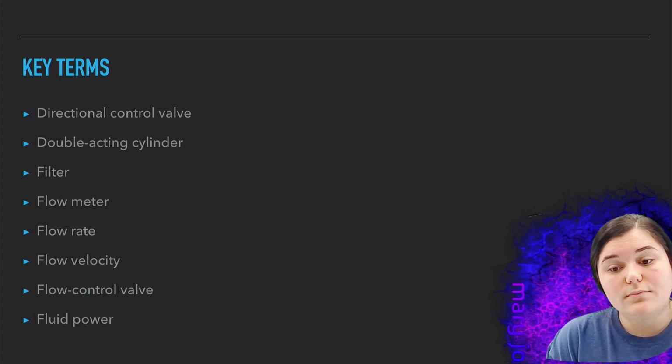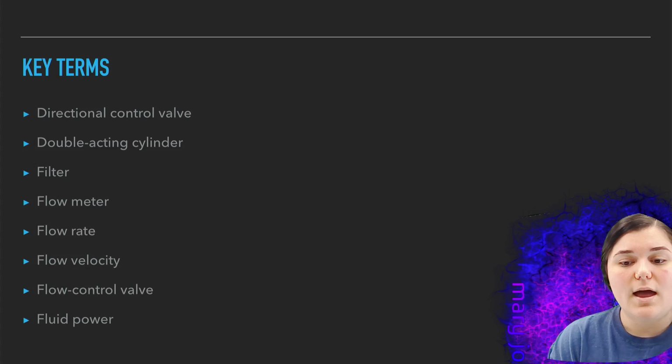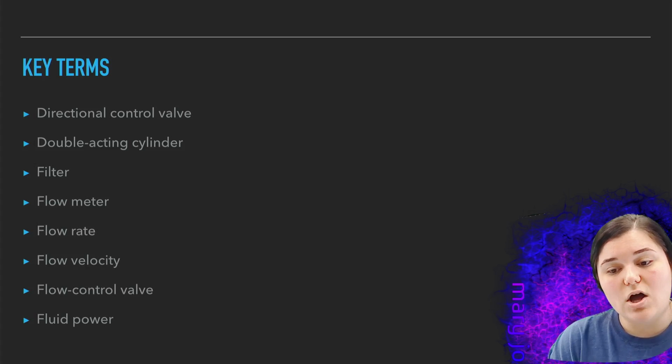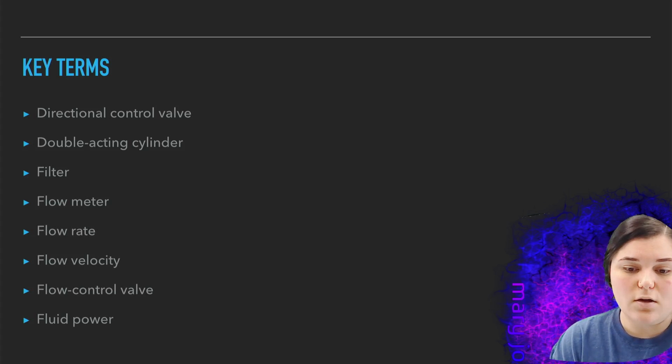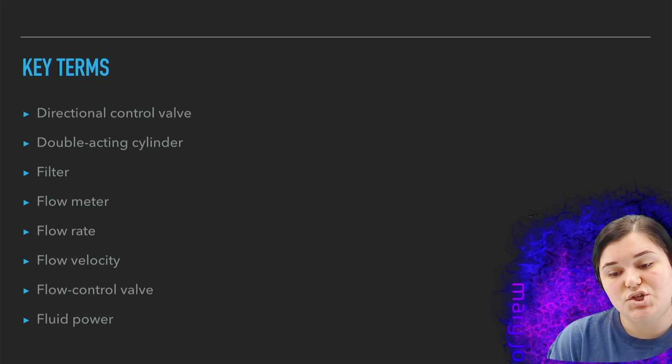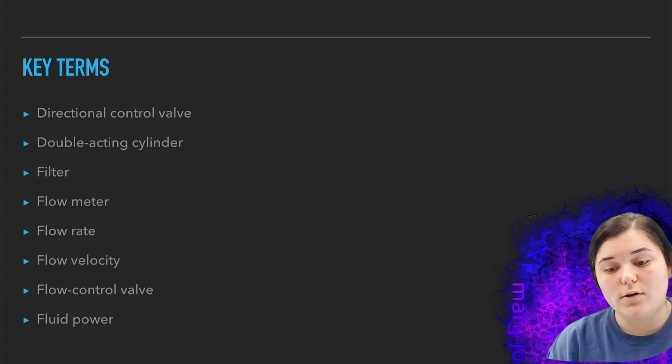A filter, that's a device used to remove contamination from a fluid. Flow meter, a device used to measure flow rate. Flow rate, that's the volume of fluid that travels through a system in a given period of time. Flow velocity, that's the distance the fluid travels through a system in a given period of time. Flow control valve, that's used to start and stop flow in a circuit. Fluid power, the use of a fluid, liquid or gas, to transmit power from one location to another.